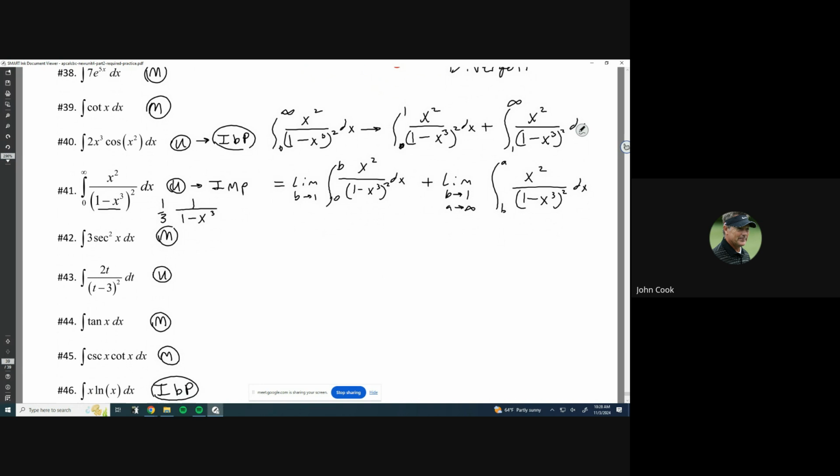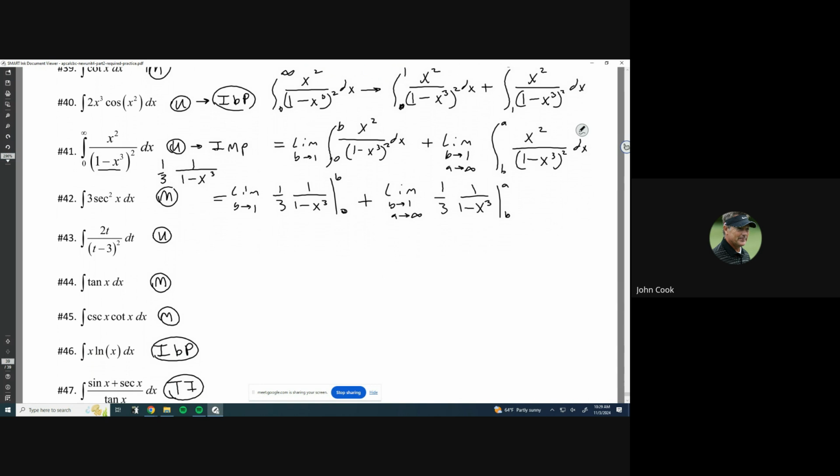Okay, and then I know my antiderivative for this, so it's going to get a little bit tedious here, but we're just going to keep writing the steps. So we've got limit as b goes to 1. Antiderivative for that thing is 1 over 3, 1 over 1 minus x to the third. And I'm plugging in from 0 to b. Plus, and then the other one that I'm going to have is limit as both b goes to 1 and a goes to infinity of 1/3, 1 over 1 minus x to the third, evaluated from b to a. Okay, and now I use the fundamental theorem and plug these values in.